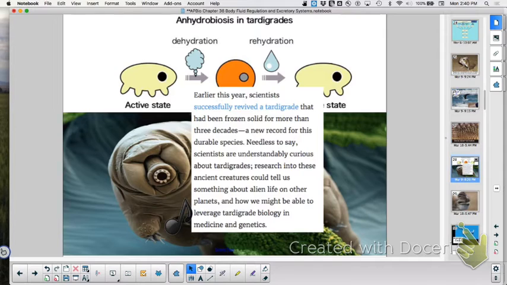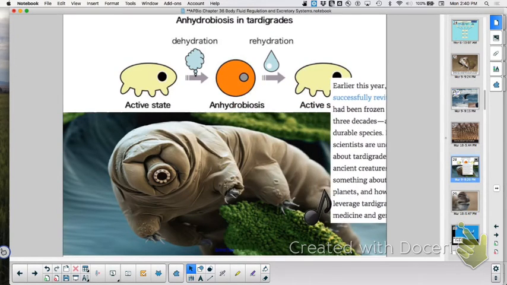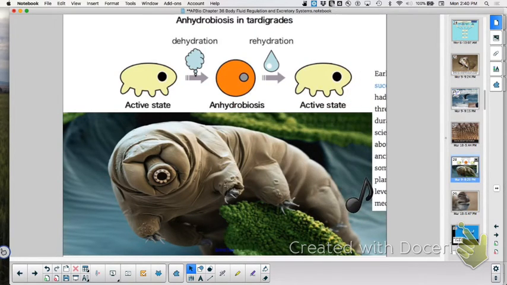But they looked at it, was something like 10 years, right? That one had been revived after 3 decades, 30 years. A tardigrade had gone into anhydrobiosis.